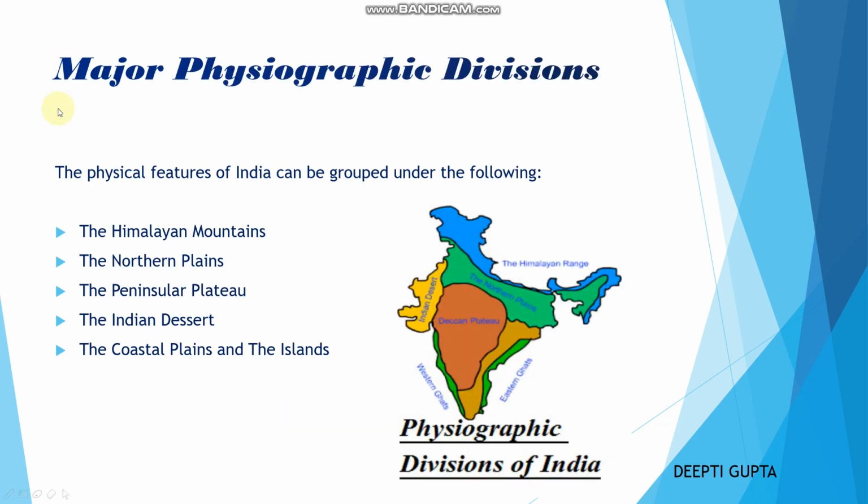Now coming to major physiographic divisions, we have the Himalayan mountains, northern plains, peninsular plateau, the Indian desert, coastal plains and the islands. Here in this map you can see this blue color shows you the Himalayan range. This green color is your northern plains. This brown color shows your Deccan Plateau. Here we have the Western and Eastern Ghats, and this yellow color shows you the Indian desert.